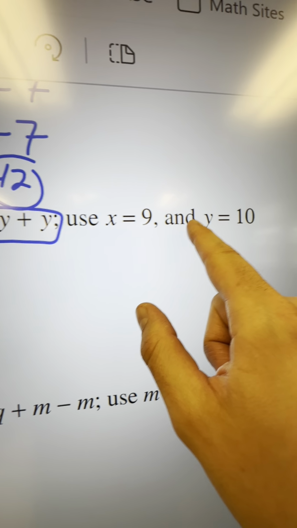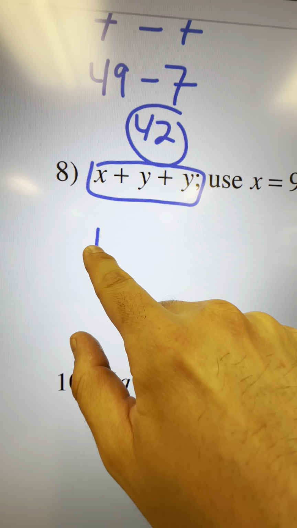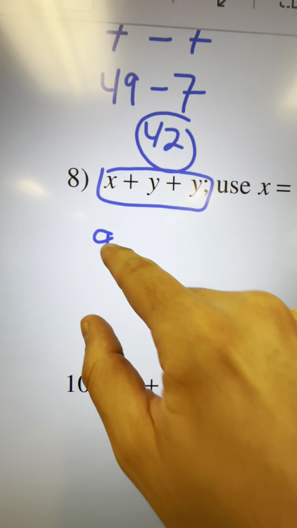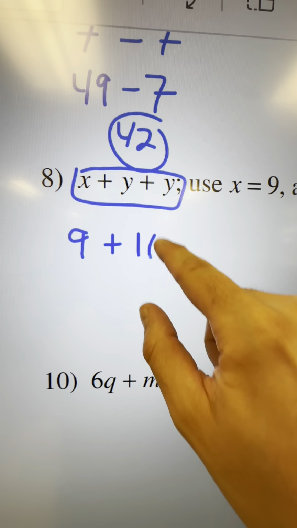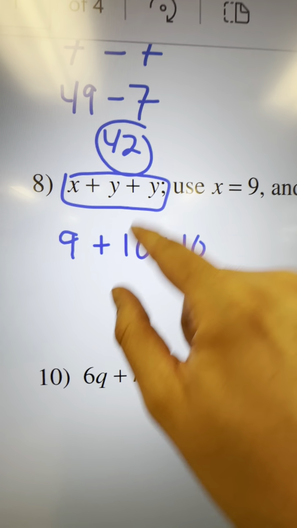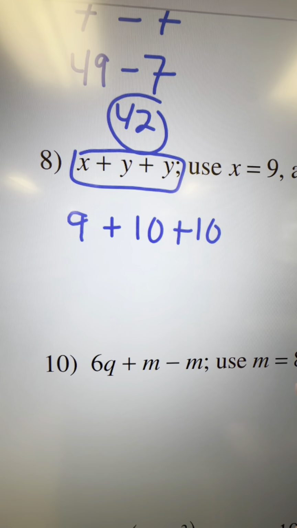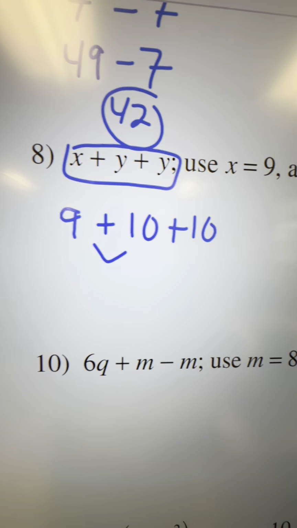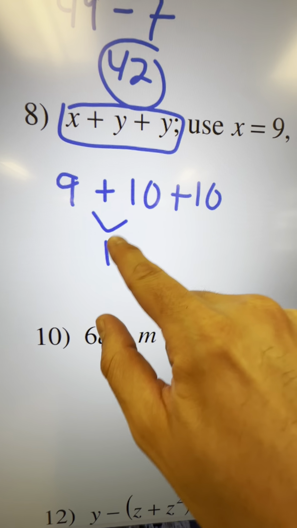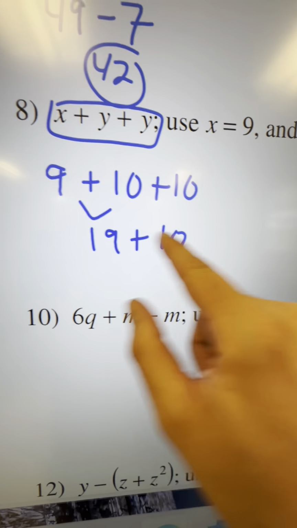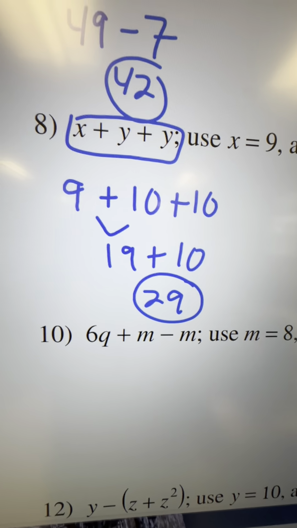Use x is 9 and y is 10. So replace x with 9, plus y is 10. I'll replace each of these y with a 10. Then, order of operations: we simplify left to right when we're adding and subtracting. So here we're going to get 19 plus 10, and when I add this, I get a total of 29.